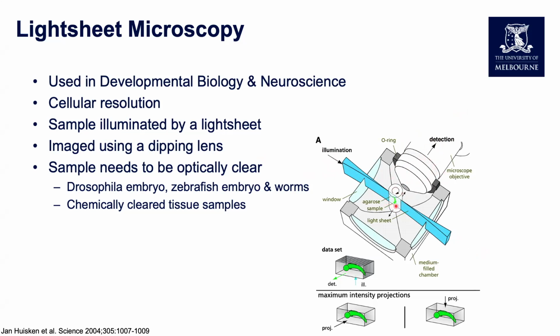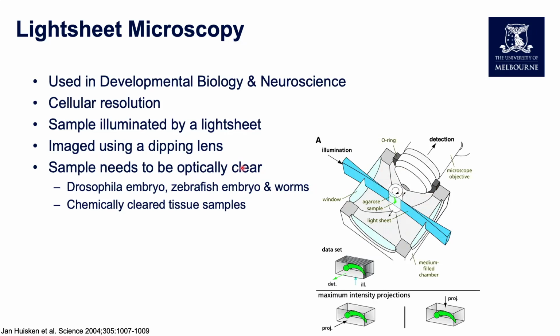We can then move the sample. In this case, it's showing a rotation within the sheet of light to build up a 3D data set. There are systems that will also translate the sample up and down through the beam. In this case, we're primarily using a dipping lens. So this little cuvette, as is drawn here, is often filled with some form of solution. And ideally, for this to work, the sample needs to be optically clear.